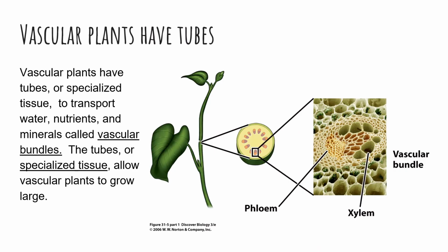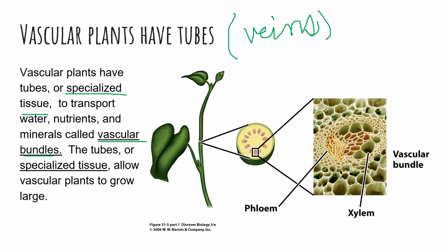Okay, the main thing about vascular plants, as we've said before, is vascular plants have these tubes, or what we've also been calling veins, used to transport water and nutrients. Vascular plants have tubes, which are also called specialized tissue, to transport water, nutrients, and minerals. And these tubes together are called vascular bundles, okay?